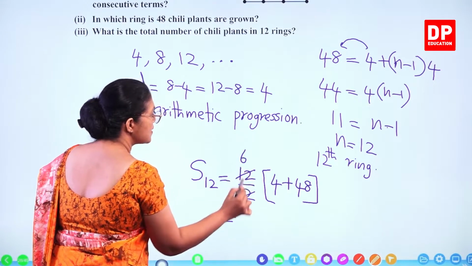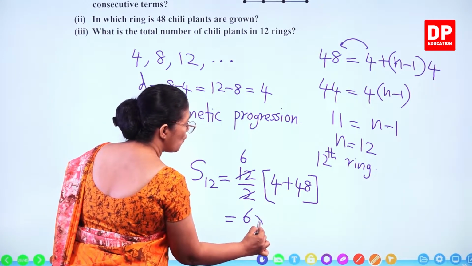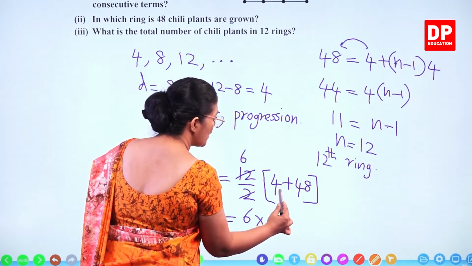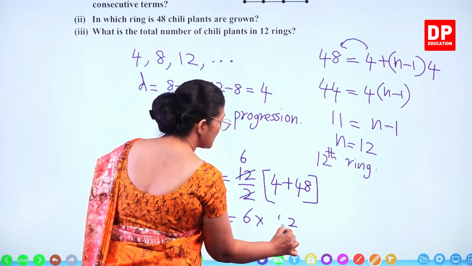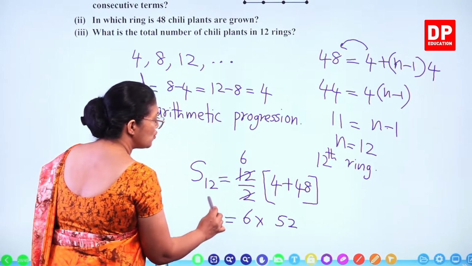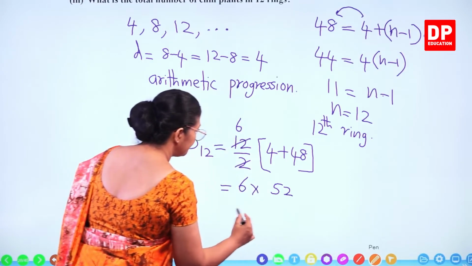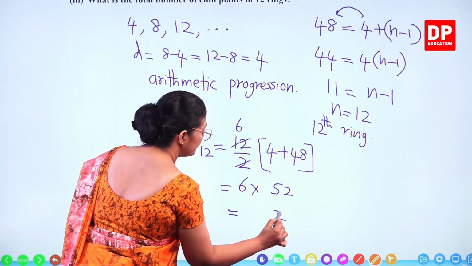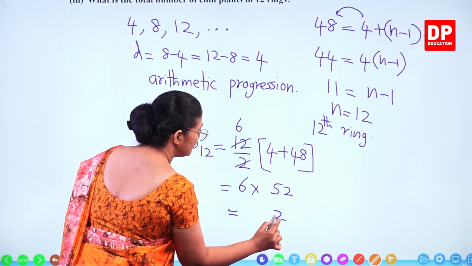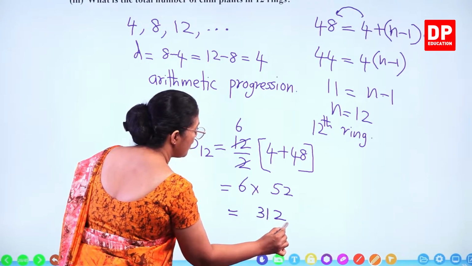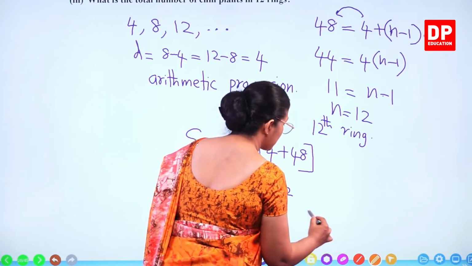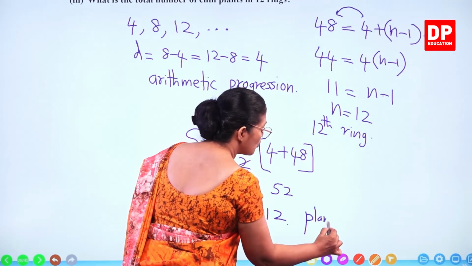12 divided by 2 is 6, so 6 times 48 plus 4, that's 52. 52 times 6, 312 plants are there altogether.